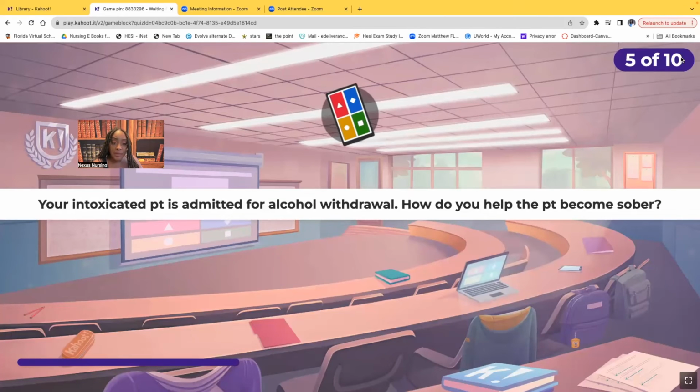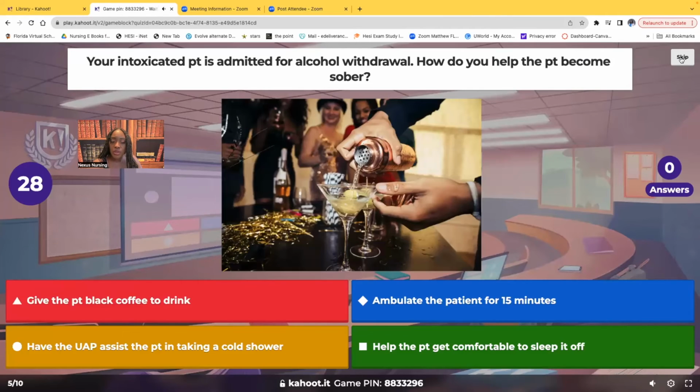Your intoxicated patient is admitted for alcohol withdrawal. How do you help your patient become sober? What do you do? Do you give the patient black coffee to drink? Do you ambulate the patient for 15 minutes? Do you have the unlicensed assistive personnel assist the patient in taking a cold shower? Or do you help the patient get comfortable to sleep it off? What would be your nursing intervention in this type of situation?